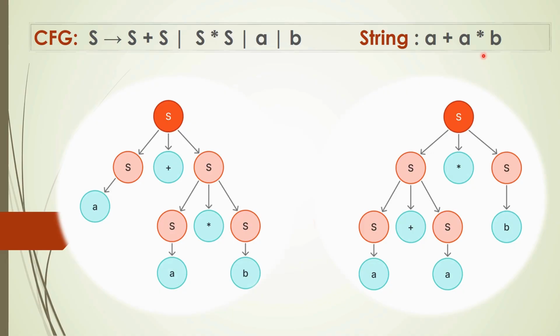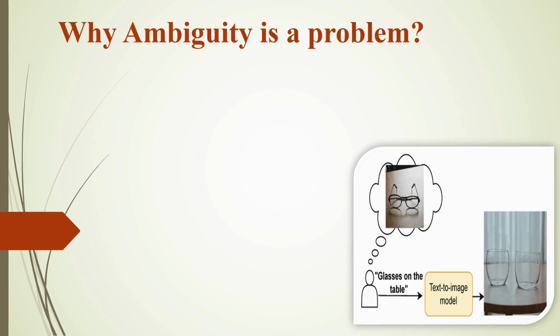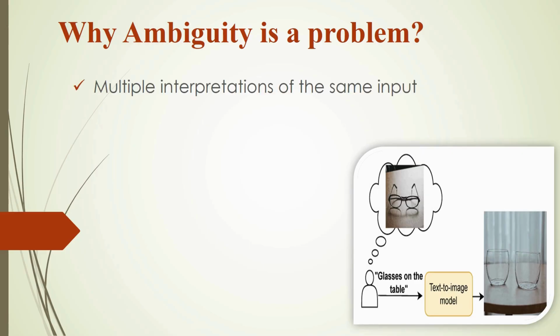Both of these parse trees are generated from the same grammar, just the sequence of applying the rules is different, correct? So your parse tree is designed differently, and it may be problematic when we are designing a compiler. Following are some problems that may occur due to this ambiguity. First one is multiple interpretations of the same input. A single string can be parsed in more than one way. This means the same input has two different parse trees, and it creates confusion in understanding the actual structure. In the previous example we discussed one string, and for that we designed two parse trees from the same grammar. So this may create confusion also.